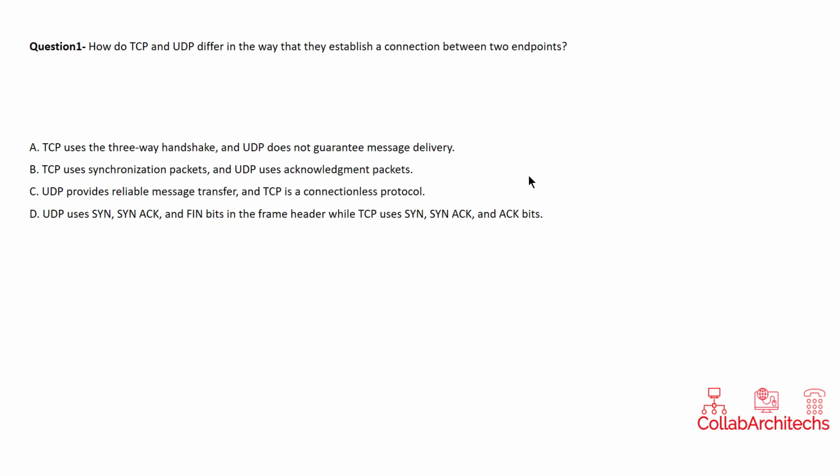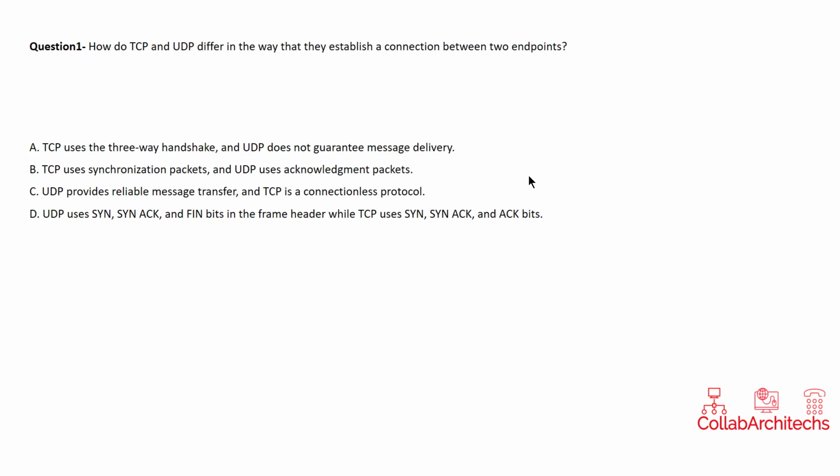We have four options. Option A, TCP uses the three-way handshake and UDP does not guarantee message delivery. Option B, TCP uses synchronization packets and UDP uses acknowledgement packets. Option C, UDP provides reliable message transfer and TCP is a connectionless protocol.